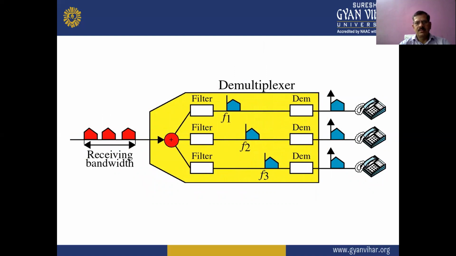So in demultiplexing, we use different filters, and after the filtration of the different input signals, we convert these signals into the output signals with the help of the demodulation technique. This is the opposite process of the modulation technique. The outputs here are the different frequency signals. So these are the different outputs of demultiplexer systems.